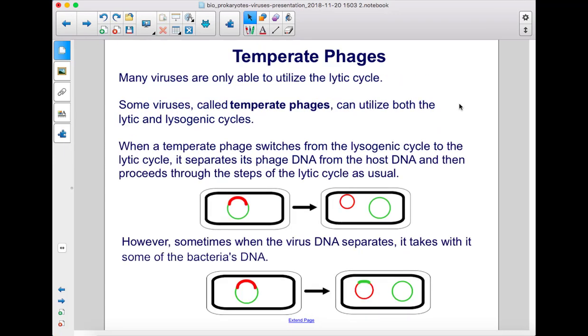Many viruses are only able to utilize the lytic cycle. Some viruses, called temperate phages, can utilize both the lytic and lysogenic cycles. When a temperate phage switches from the lysogenic cycle to the lytic cycle, it separates its phage DNA from the host DNA and then proceeds through the steps of the lytic cycle as usual. However, sometimes when the virus DNA separates, it takes with it some of the bacteria's DNA.